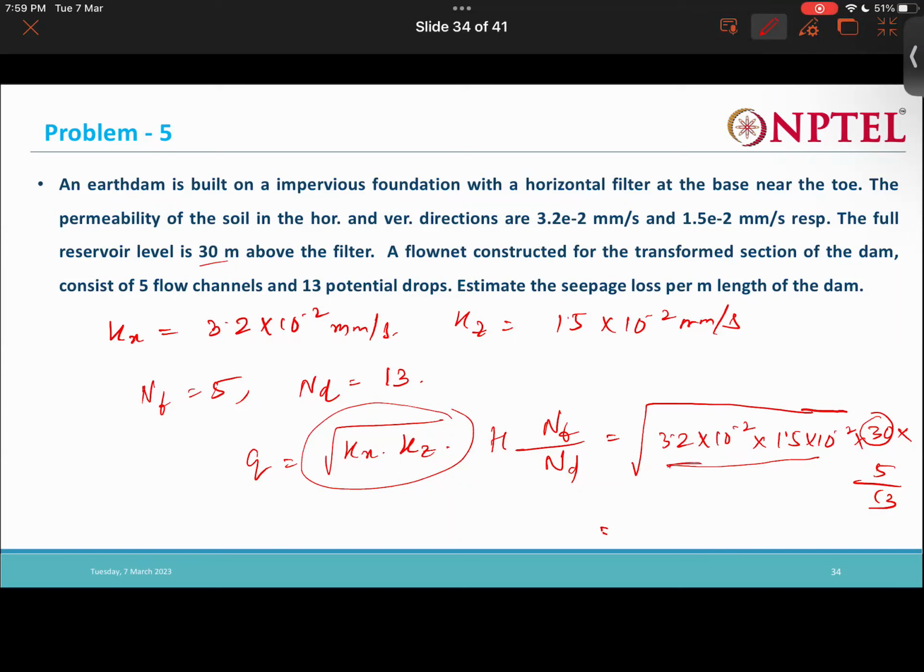252.8 mm per second. Okay, correct, correct, I guess.